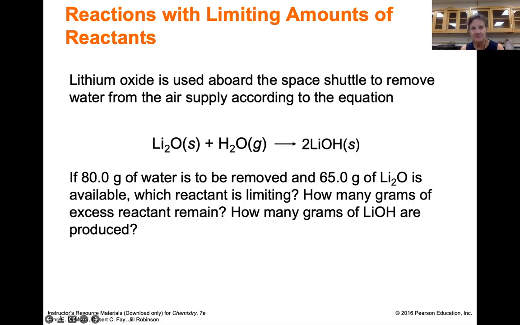So this is another one, lithium oxide. So Li2O, it's used aboard space shuttle to remove water from the air supply, and they give us the equation and they've balanced it. It asks us the question, if we have 80 grams of water that we need to remove, and we have 65.0 grams of lithium oxide available, which is going to limit, and how many grams of excess reactant remain, and how many grams of lithium oxide are produced.